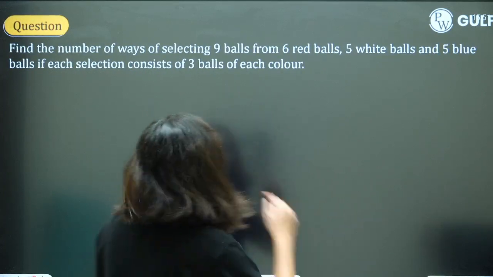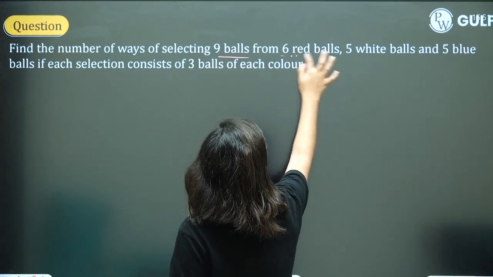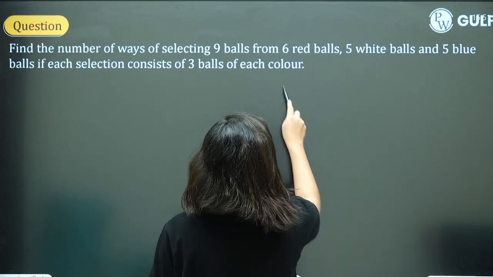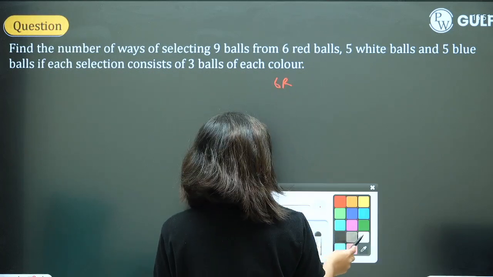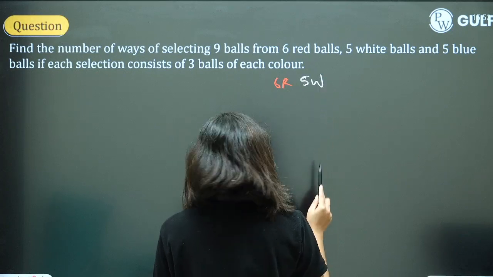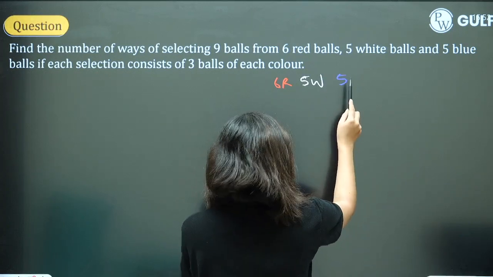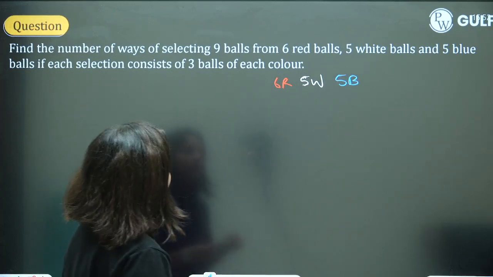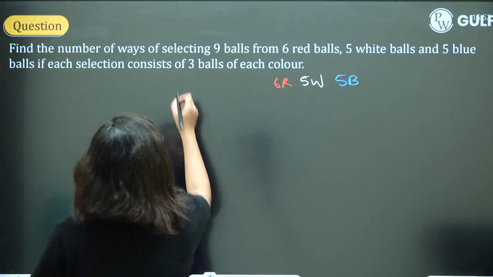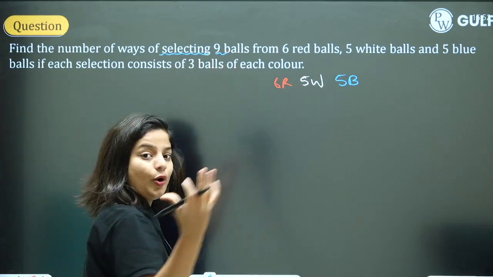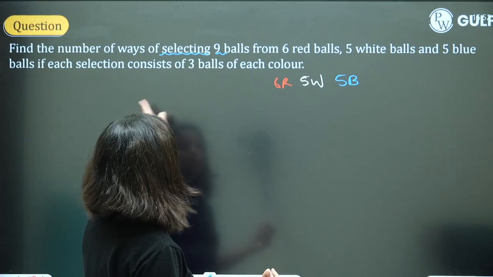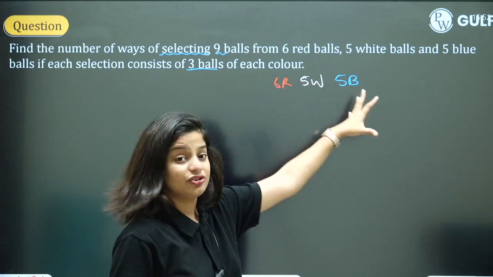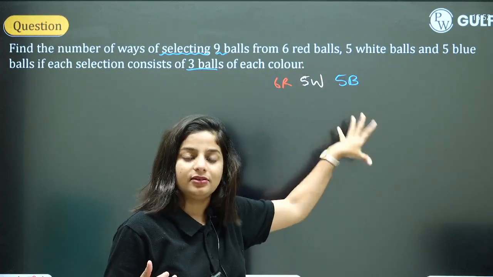Find the number of ways in which 9 balls are selected from 6 red balls, 5 white balls and 5 blue balls. Okay, 6 red balls, 5 white balls and 5 blue balls. You want to select, guys, selection, combination. Selection of 9 balls out of this lot, and each selection consists of 3 balls of each color, that is 3 red, 3 white and 3 blue.